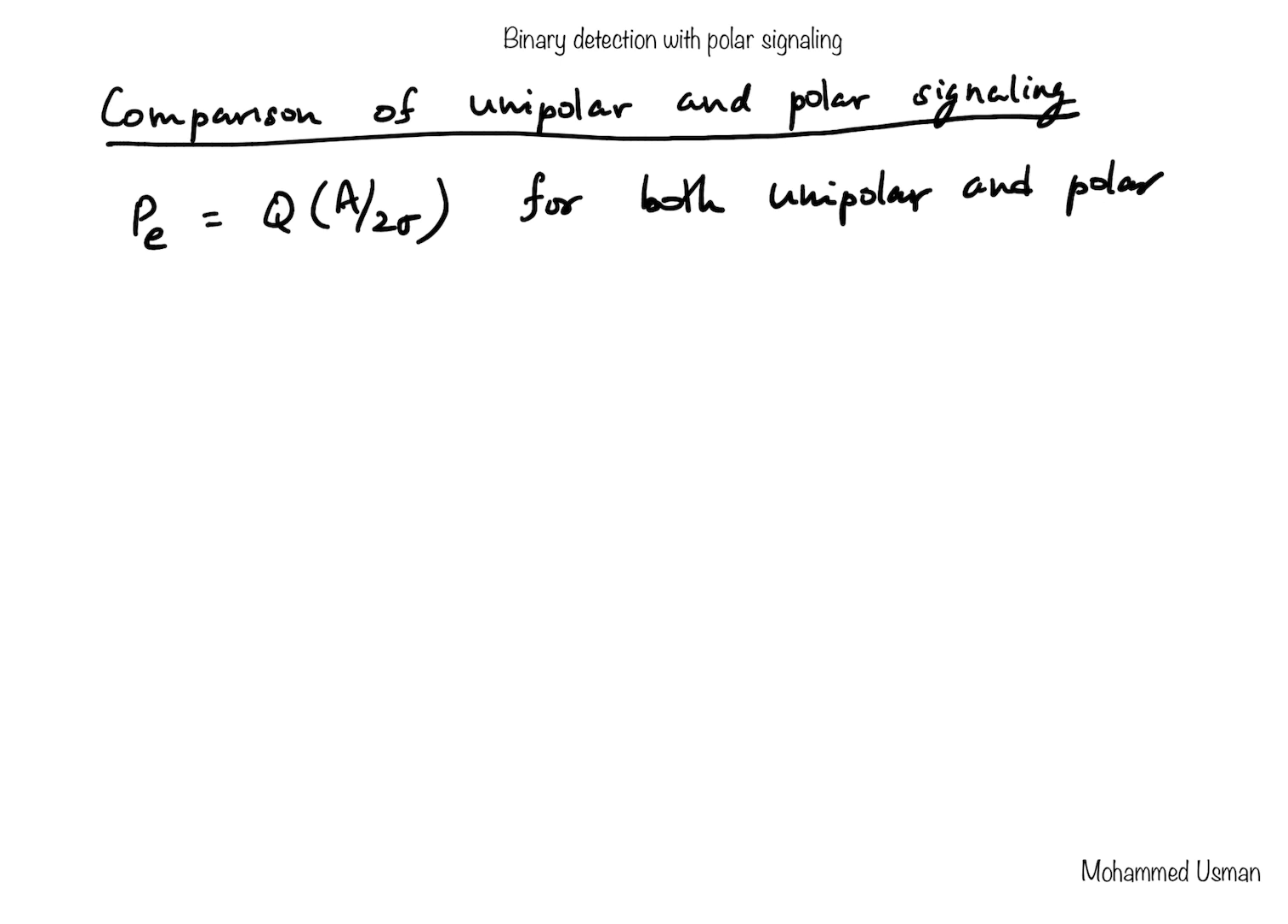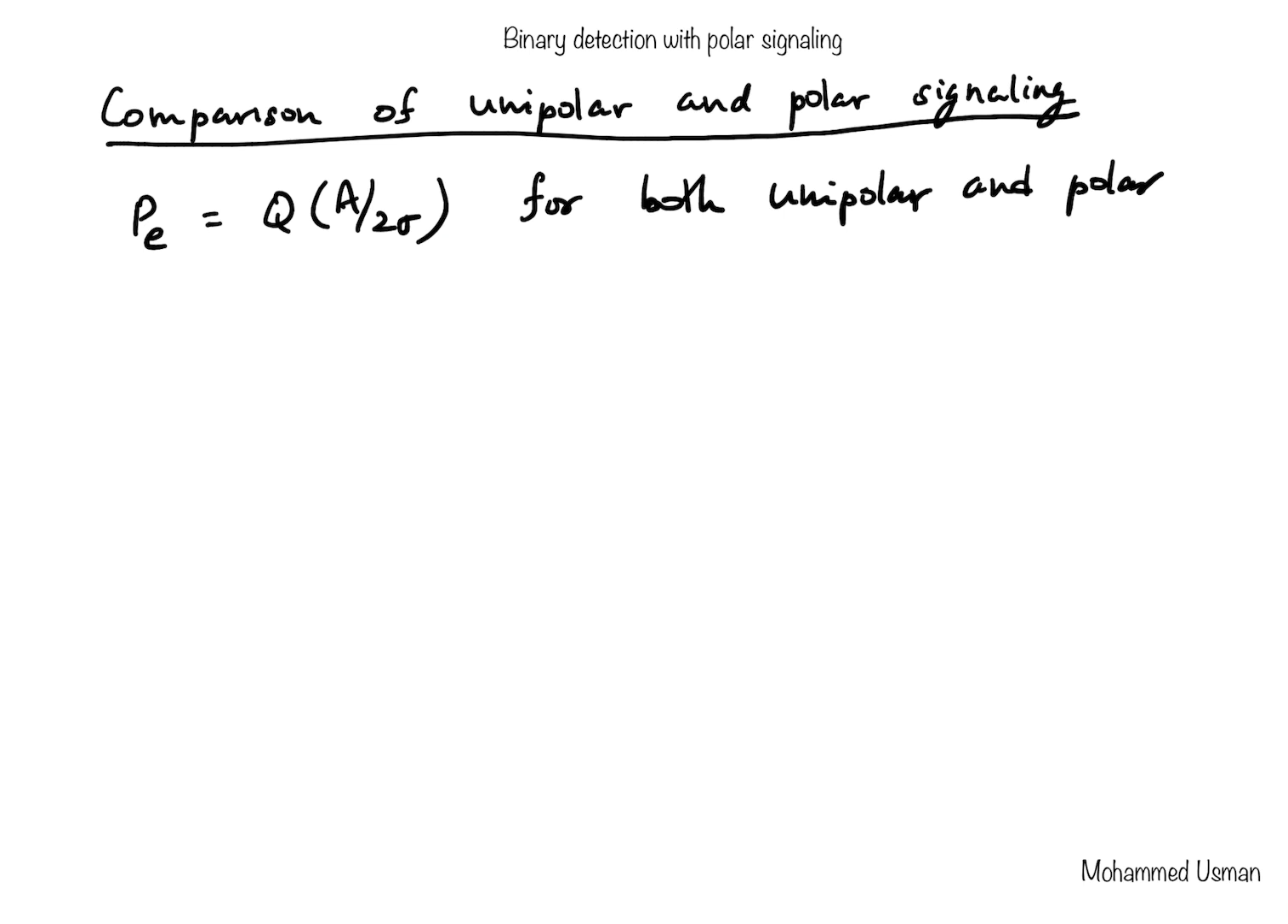Okay, now to understand what's the difference between them, we need to understand what this A by 2 sigma represents, because the error probability is the Q function of A by 2 sigma, and so the Q function depends on this A by 2 sigma. So we need to understand what this A by 2 sigma represents in unipolar, and what it represents in polar.